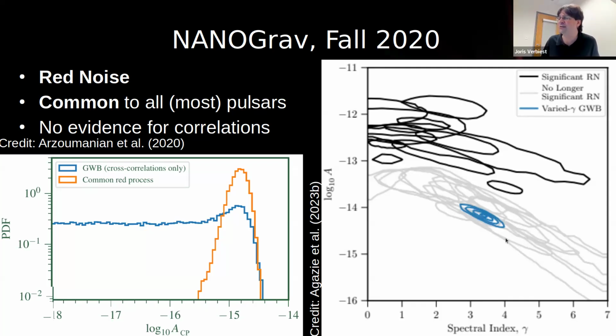Although, again, this is 3 years later, so there was more data, more sensitivity, and that's why you could make this nice plot to demonstrate this very nicely. Back in 2020, we were not quite at that level yet. All we knew was there is red noise, and it seems to be similar between more than half of our pulsars.